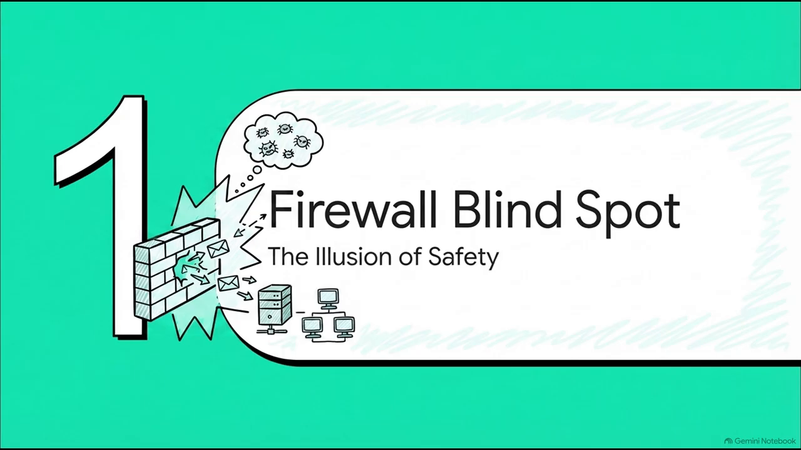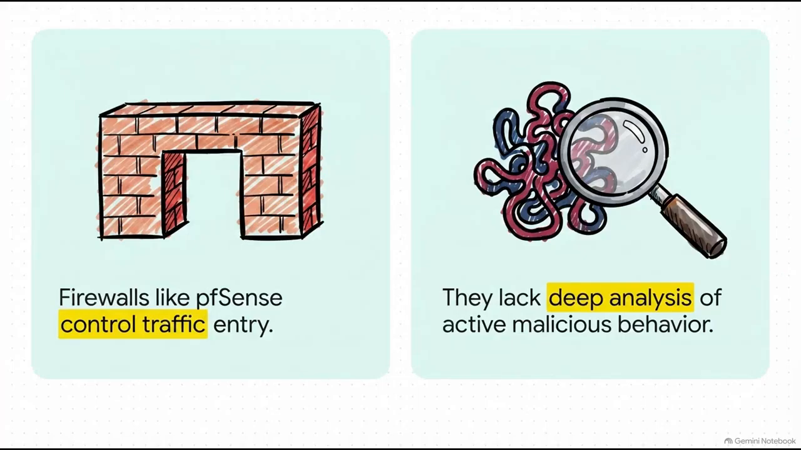Let's talk about this dangerous illusion of safety that so many small to medium enterprises find themselves trapped in. Standard firewalls like pfSense are absolutely essential for controlling those gates, but they have a massive vulnerability, a lack of deep inspection. Sophisticated network-based attacks can easily disguise themselves right inside the traffic that your standard firewall rules allow in.